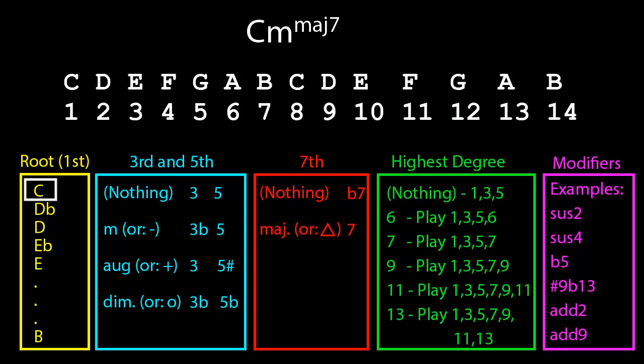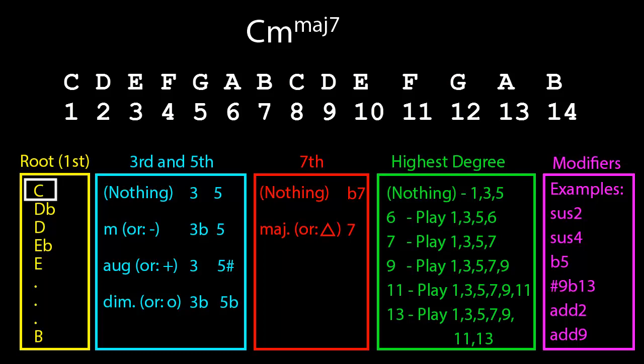The second part tells us what to do with the 3rd and 5th degrees. And it can be nothing, a small m, which signifies a minor chord, an aug, which signifies augmented, or dim, which signifies diminished. And each of these can modify the 3rd and 5th degrees in some way. For example, the aug modifier tells you to play the 3rd and raised 5th. By raised I mean take the 5th and go up 1 semitone.